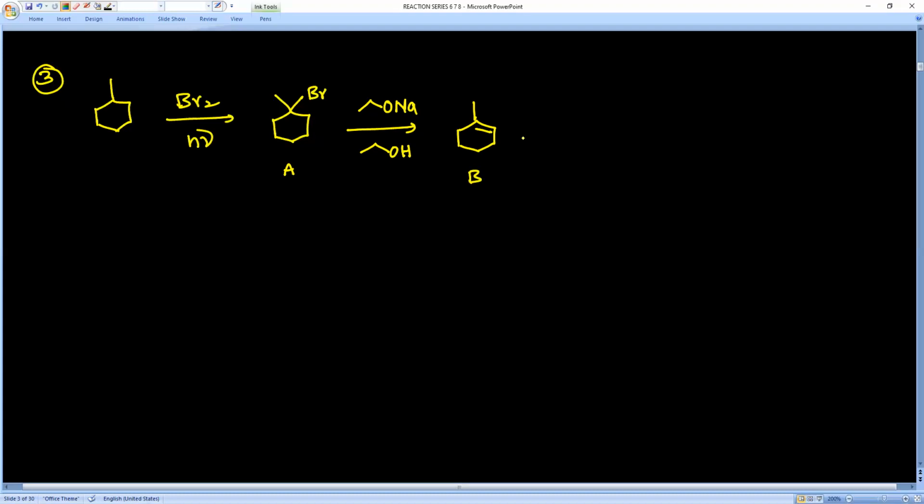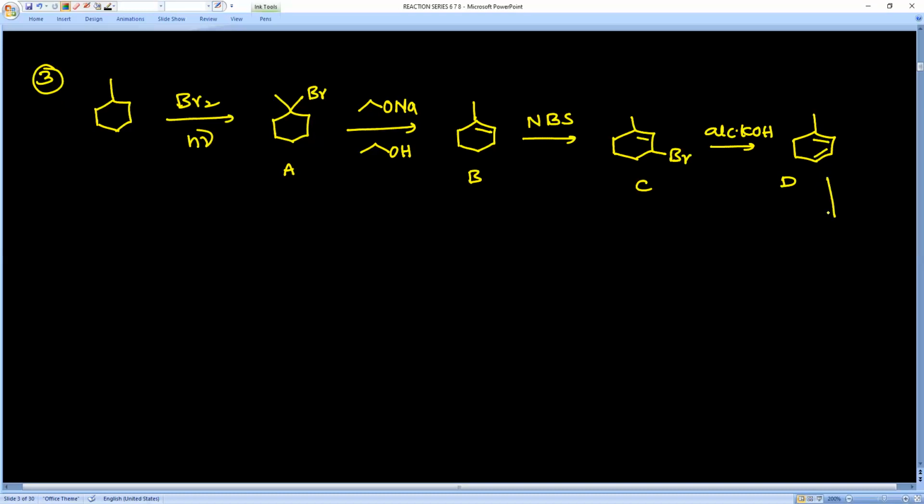What about the next one? It is treated with NBS. What is NBS? It is N-bromosuccinimide. Allylic and benzylic halogenation takes place. Okay, this is compound C. Next one, it is treated with alcoholic KOH. Alcoholic KOH is a strong base. It favors elimination reaction. Okay, this is compound D.